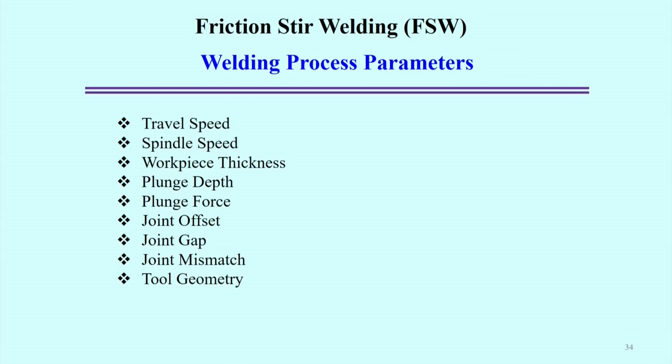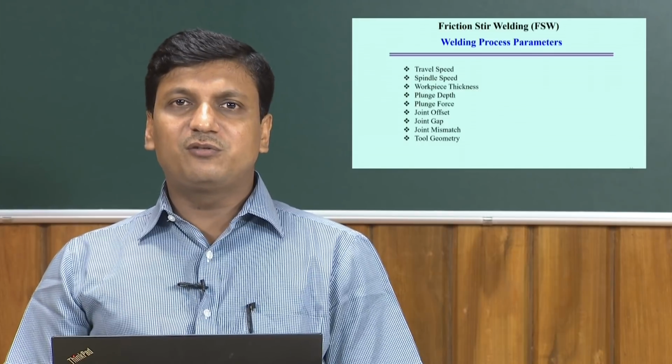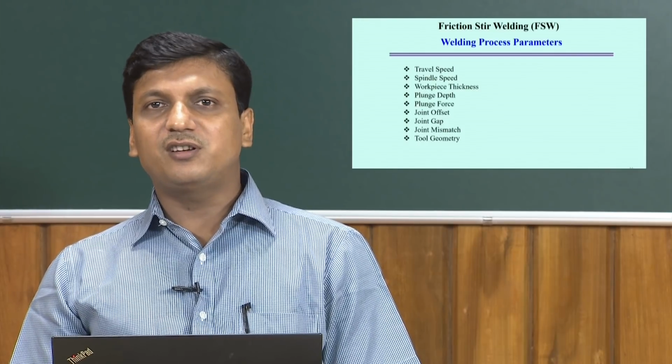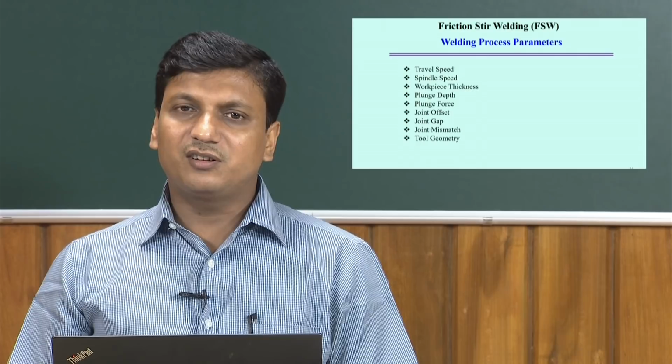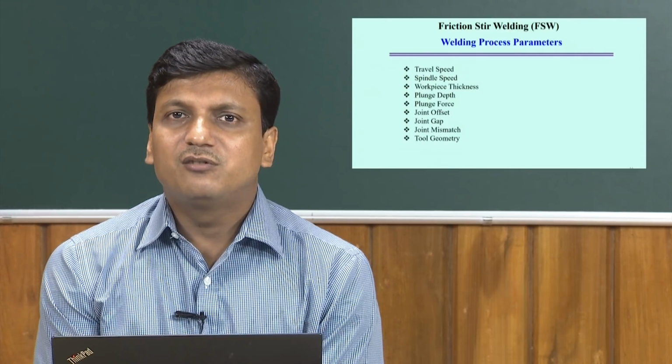Therefore, the pin can be a straight cylindrical tool, or conical in shape, or have different geometric shapes along with a threaded profile on the tool pin, which helps the mixing or plasticizing of the material. So, the geometry of the tool is another important parameter, and it influences the successful weld joint very much.